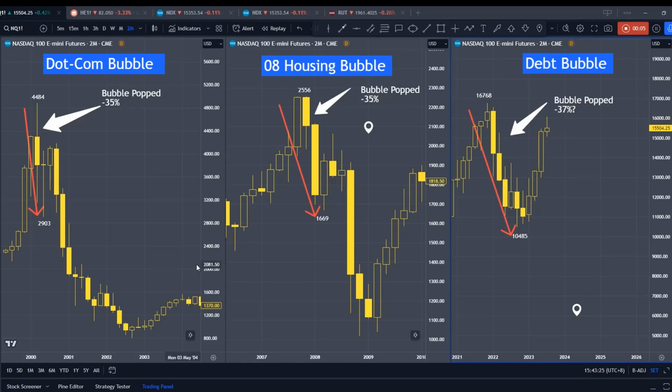Today we're going to study what a market bubble looks like before it crashes. We saw this pattern in the dot-com bubble as well as the '08 housing bubble. It rallied, the bubble popped, it retraced, and it crashed. And how about the debt bubble? This setup suggests that we might be observing a bubble that has already popped.